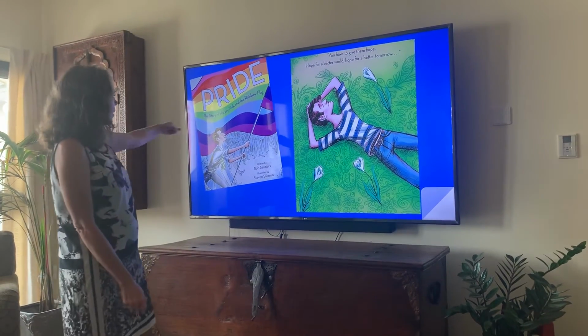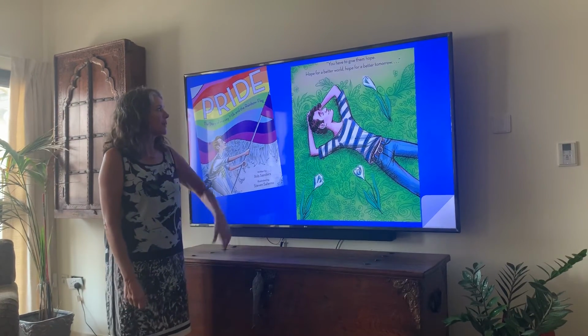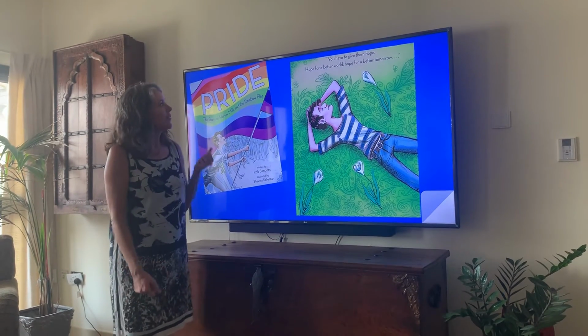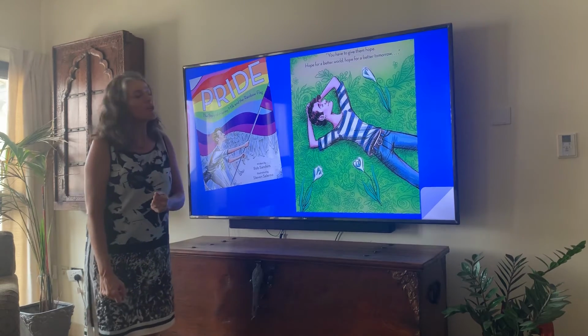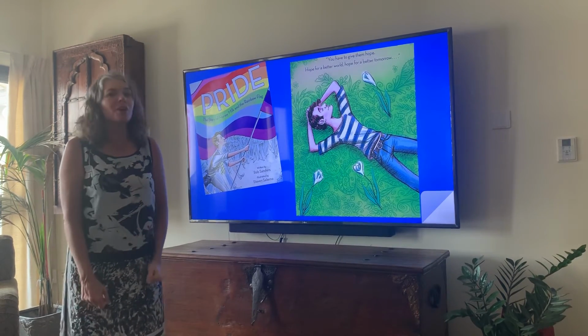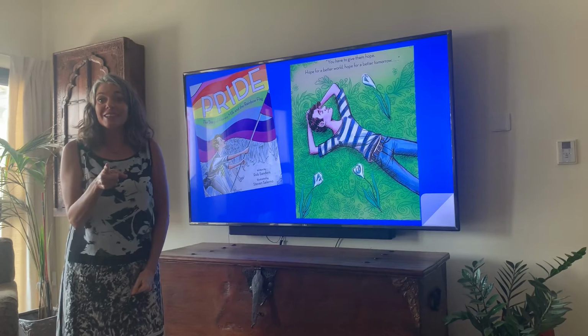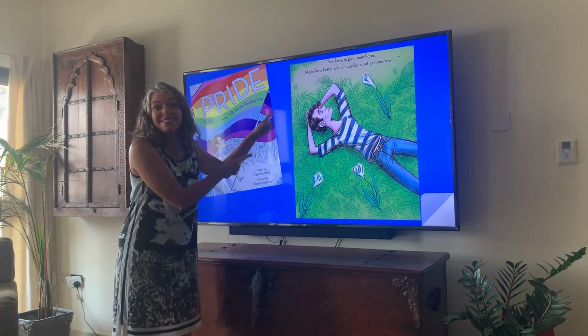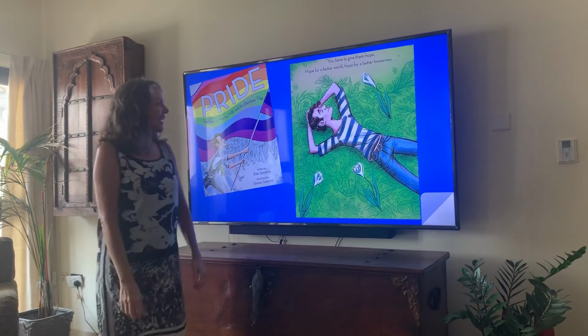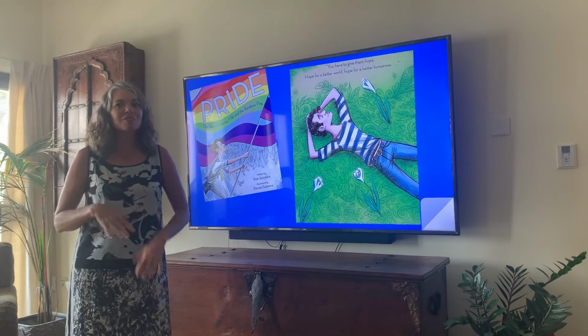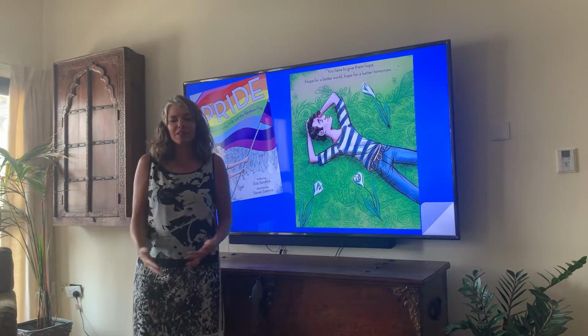Pride: The Story of Harvey Milk and the Rainbow Flag. "You have to give them hope. Hope for a better world. Hope for a better tomorrow." Blaze, what is this one? Dialogue. Great! Yes, dialogue. Easy to do because you start with the conversation that's happening in your story.